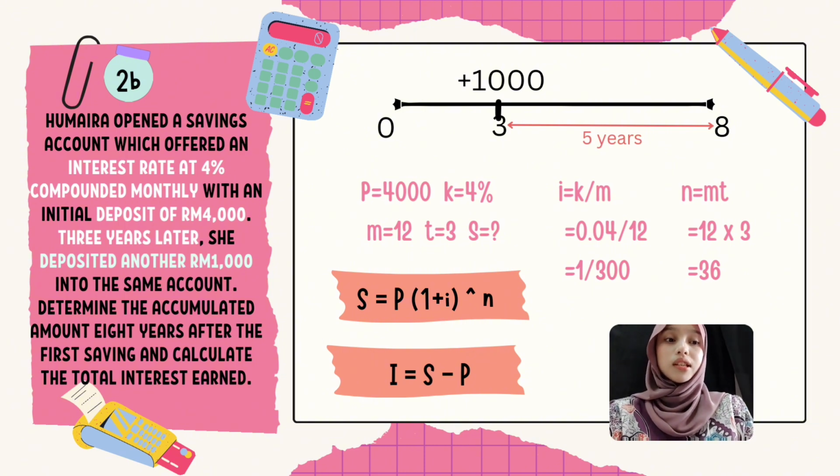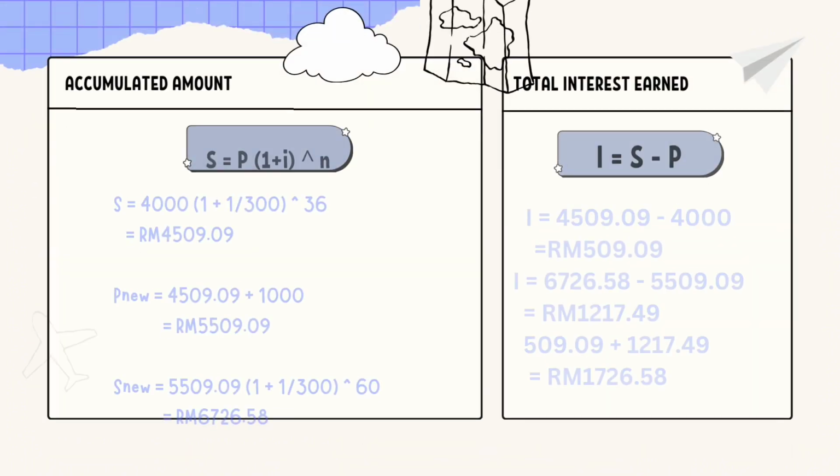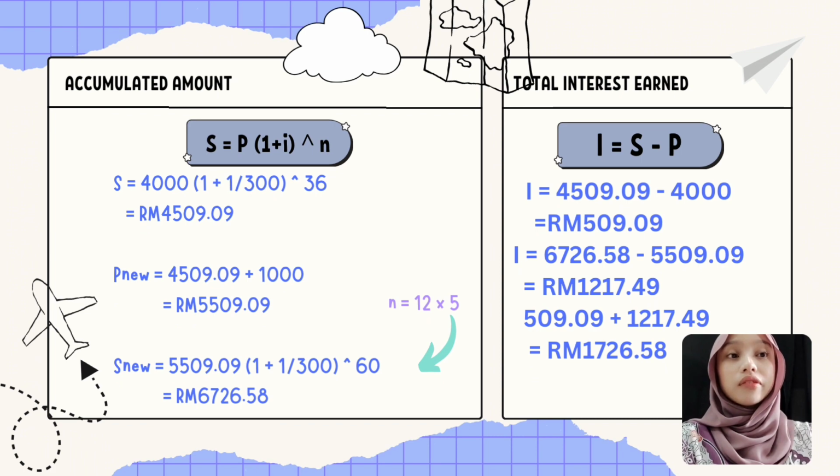Here is the formula we need to use for accumulated amount and the other one to calculate the total interest earned. To calculate accumulated amount, first we have to find future value by using the formula 4,000 open bracket 1 plus 1 divided by 300 close bracket to the power of 36 equals 4,509 ringgit 9 cents. Next, we have to calculate the new principal value. The old value plus 1,000 equals 5,509 ringgit 9 cents.